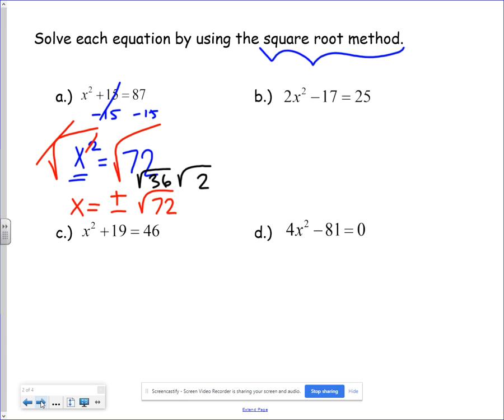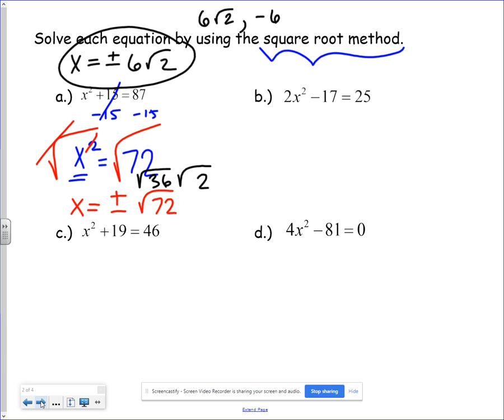So the solution, or the roots, to example A would be x equals plus or minus 6 square root of 2. That has two solutions. It's just a shorthand notation of writing it. The two roots are 6 radical 2 and negative 6 radical 2. But if you don't want to write it out twice like that, you just put a plus and minus in front of the number.